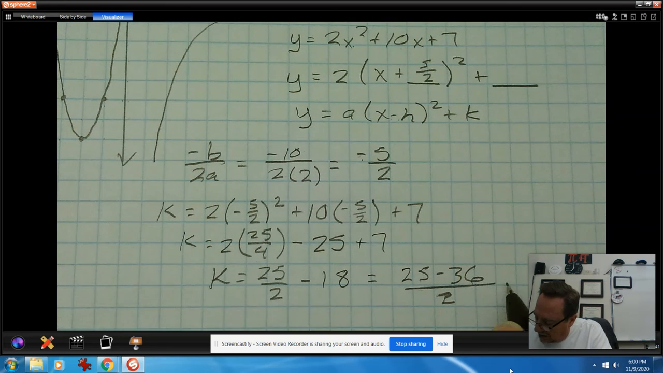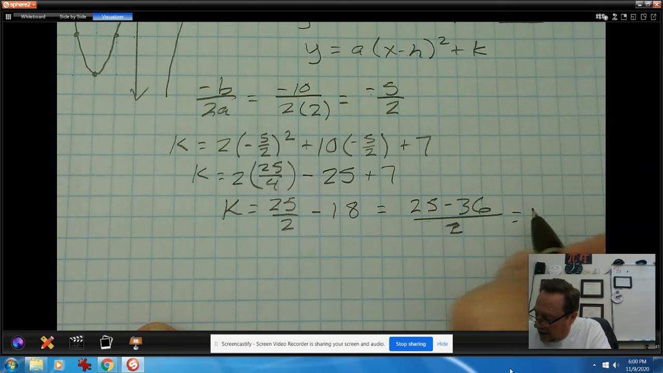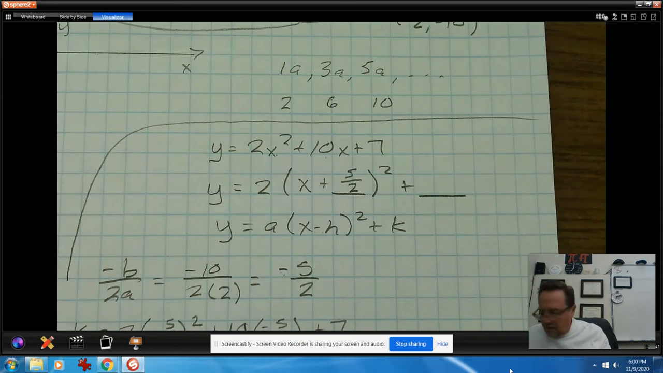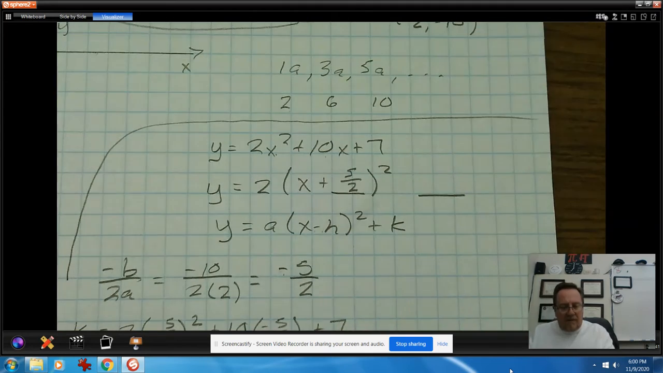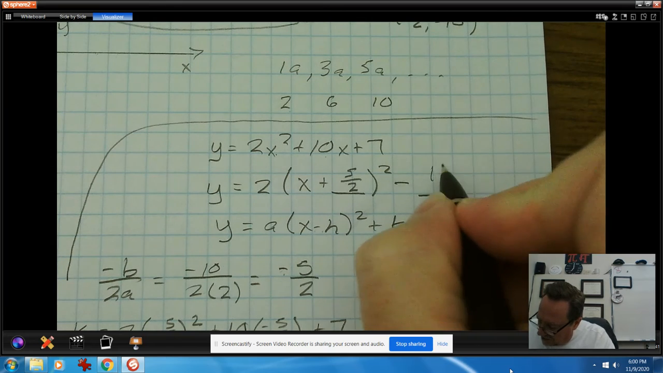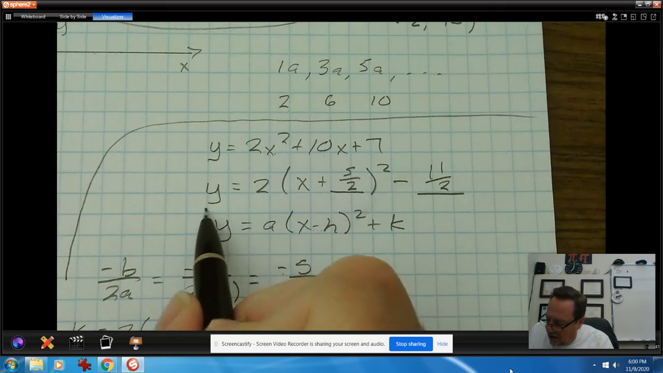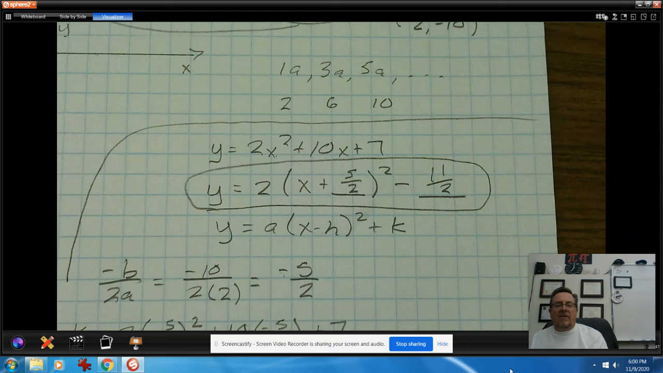So that's going to give me, gosh, my picture's in the way now. This is going to give me negative 11 halves. So I'm going to fill that back up in here. If you wanted to say plus a negative 11 halves, I'll let you get by with that, you slackers now. But I'm going to say minus 11 halves here. Okay, so this is the vertex form for our original expression.